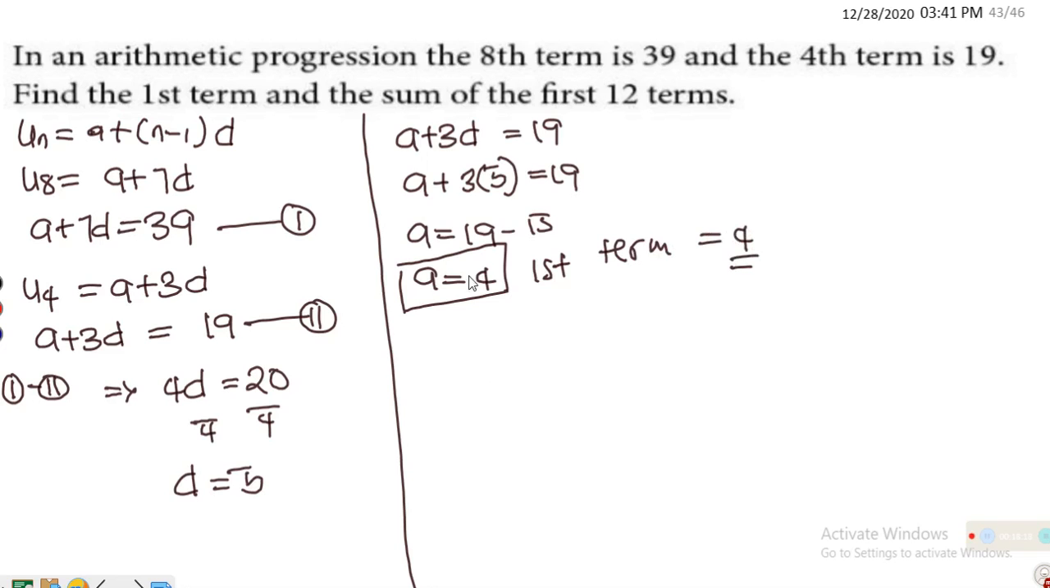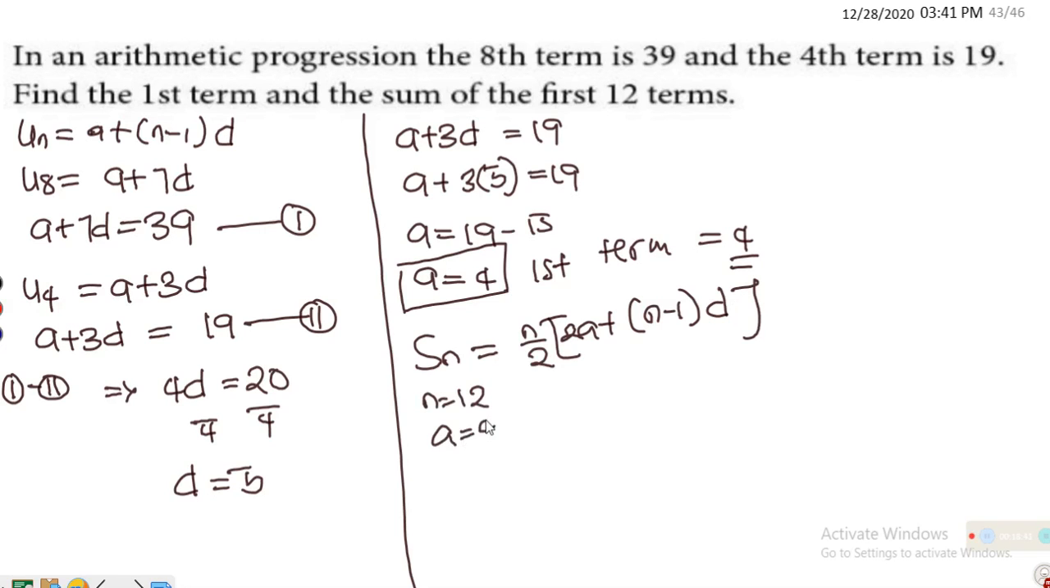Now the sum of the first 12 terms. We write down our formula. Do we know the last term? No. Yeah, we know the common difference. So we use the second formula, Sn equals n over 2 into bracket 2a plus (n minus 1) d. Of course we have all the things we need: n equals 12, a equals 4, and d equals 5.